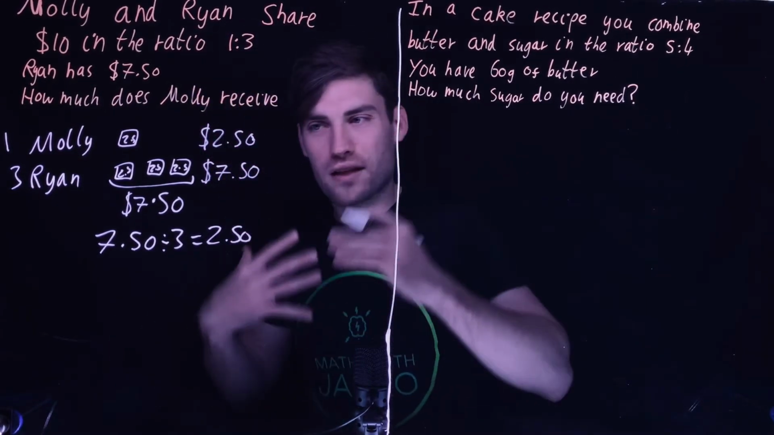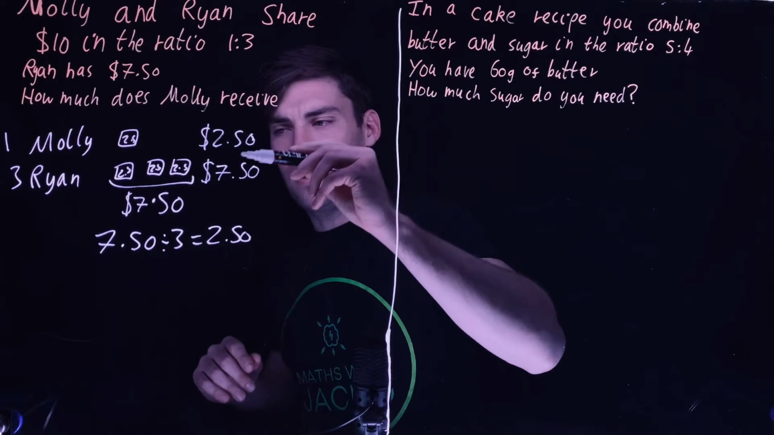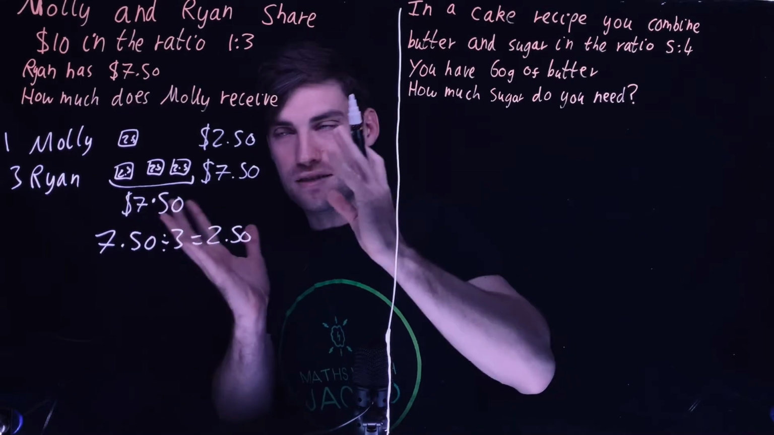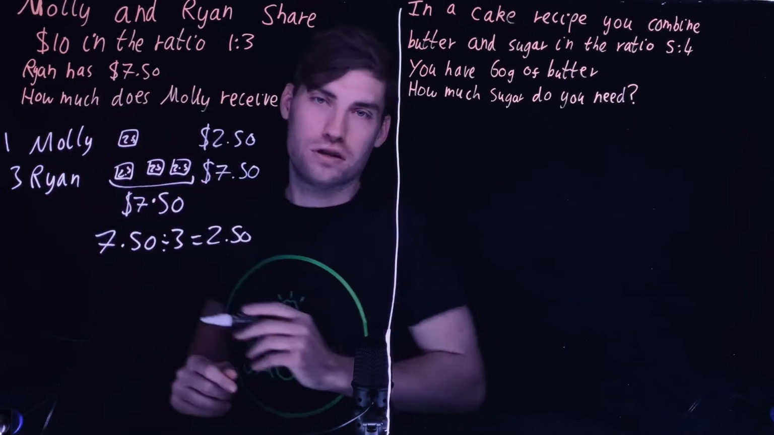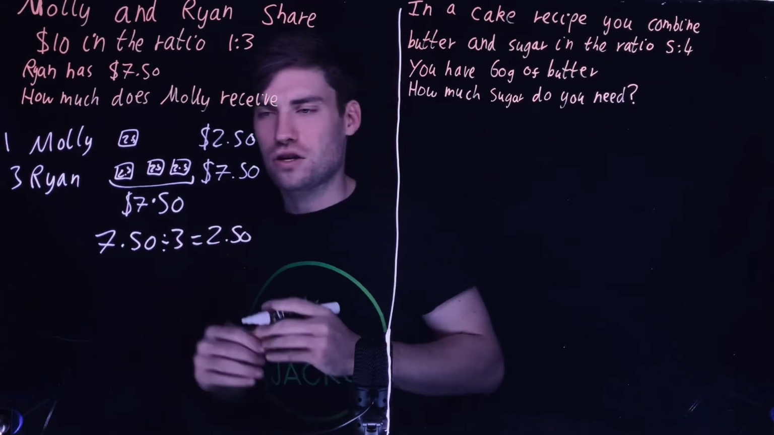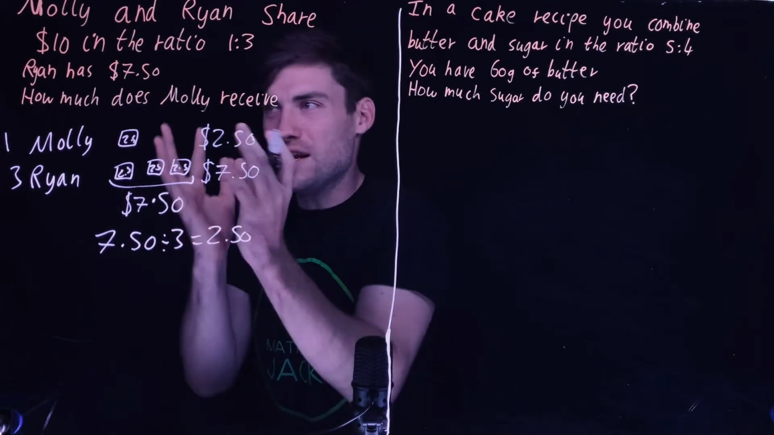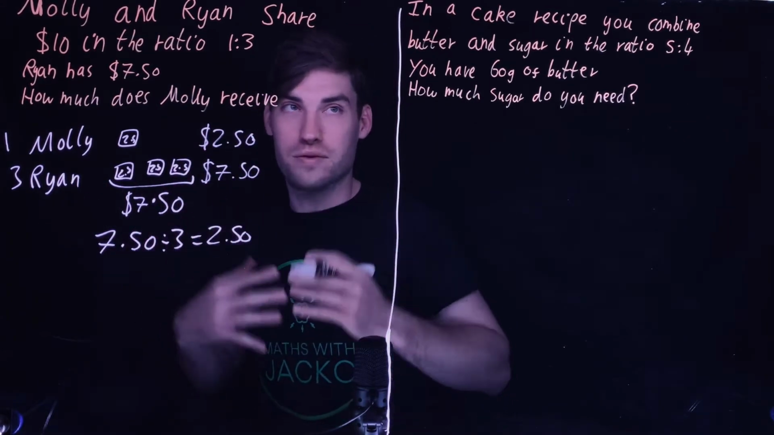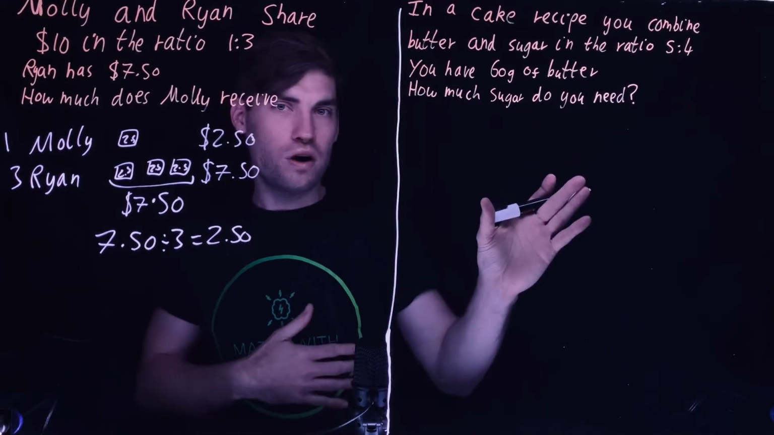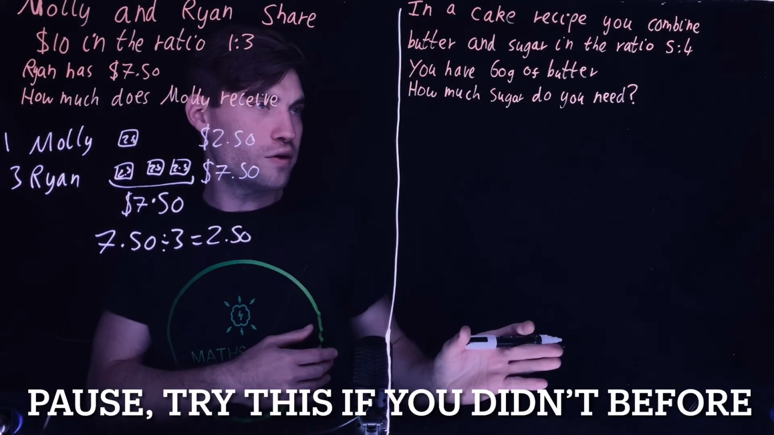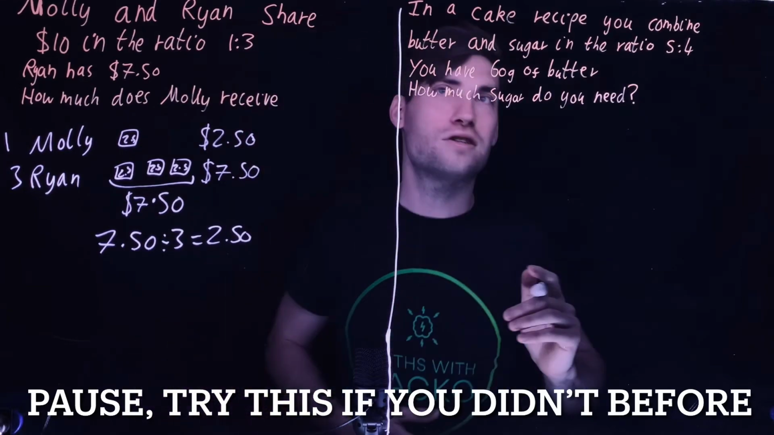And a way to check that is right, $2.50 plus $7.50 adds together to make $10 as well. That's how we could check to see that's correct, and it should add up to that. If it didn't add up to 10, we've gone wrong and made a mistake. Right, hopefully you had a go at this one. If you didn't, pause it, have a go now. Right, let's go through it.